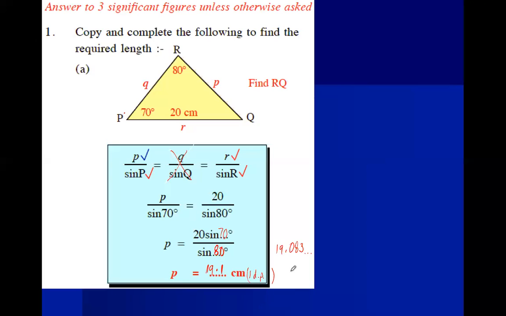Someone got 18.91. I don't know what's going on, so I'm far off. Sine 70 divided by sine 80. Maybe you've done sine 80 divided by sine 70, or something else. I'm not sure.